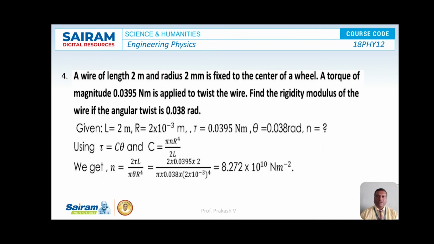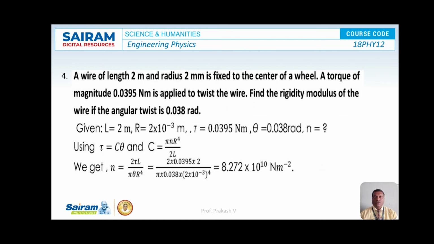The fourth problem is a wire of length 2 meter and radius 2 millimeter is fixed to the center of a wheel. A torque of magnitude 0.0395 Newton meter is applied to twist the wire. Find the rigidity modulus of the wire if the angular twist is 0.038 radian.